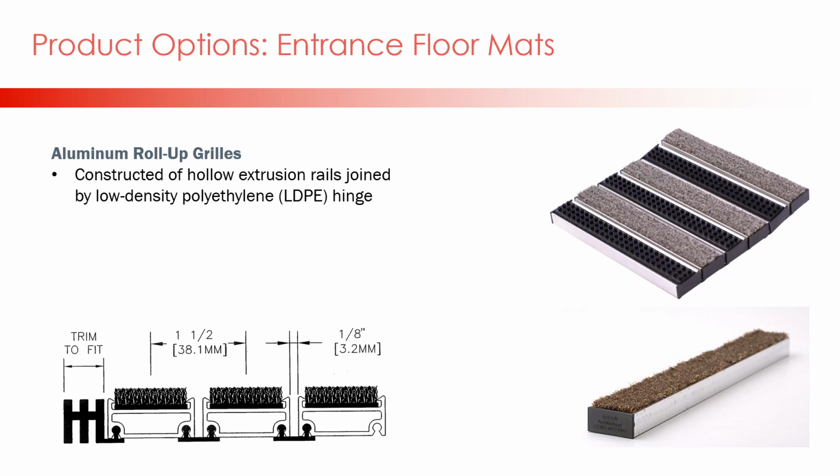You will notice the trim to fit section in the diagram on the bottom left. Since rails can be cut to size at the hinge, these vinyl sections are frequently included to securely fit the entrance mat or grille into the open space. Again, a wide variety of inserts are available, and this product is suitable for both indoor and outdoor applications.